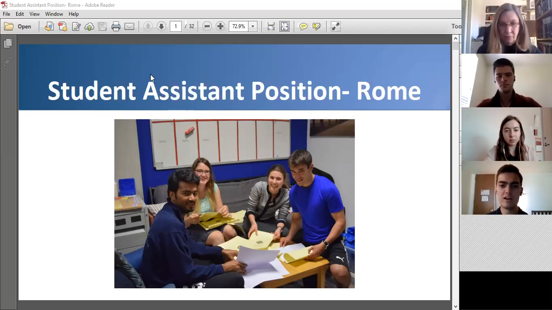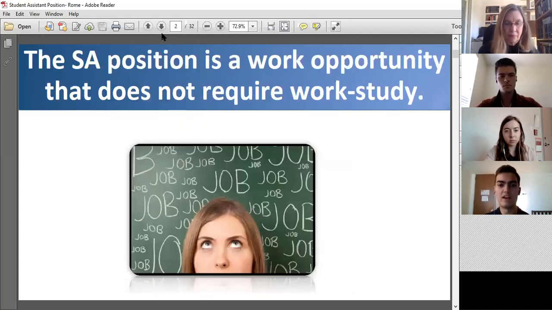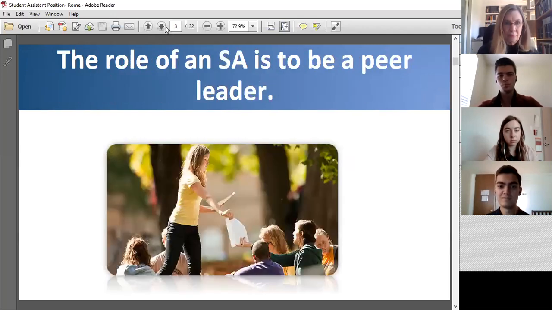So getting started with the next slide, please. I'm going to be going over an overview of the essay position, and then I'll be going to look at the early arrival tasks that student assistants have, and basically what a normal duty night would look like. So the first note here is that the essay position doesn't require work study, so anyone can apply to be an essay. Next slide, please.